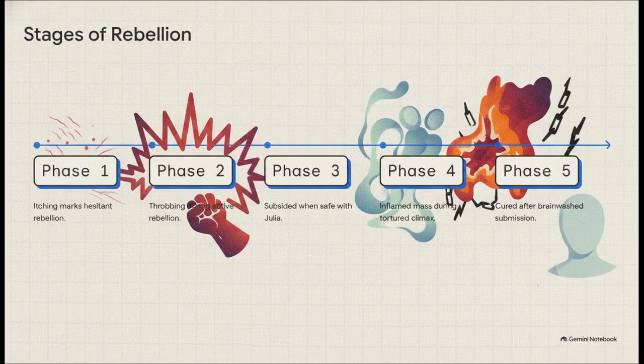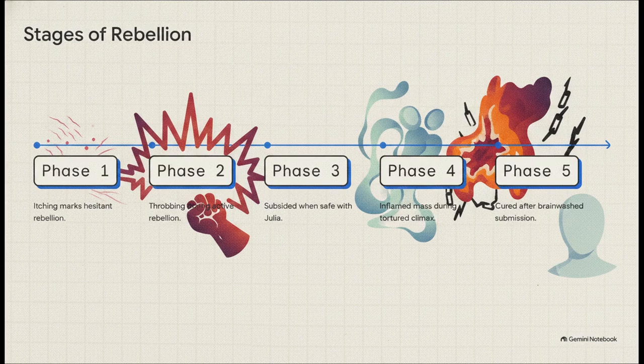We're going to dive deep into the visceral reality of this ulcer as a direct physical barometer for Winston's treason. Look at how perfectly the physical tracks the mental here. We start with itching during his hesitant rebellion. Then, as he takes active steps against the party, it upgrades to throbbing. Then the pain mysteriously subsides when he feels safe with Julia. But when he's captured and tortured, it becomes a peeling, inflamed mass.